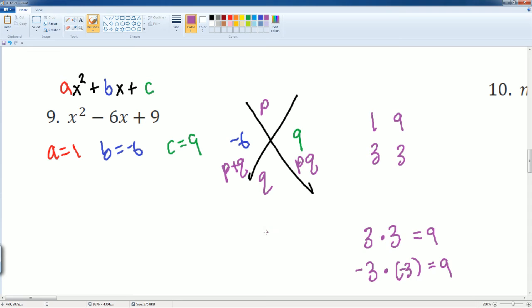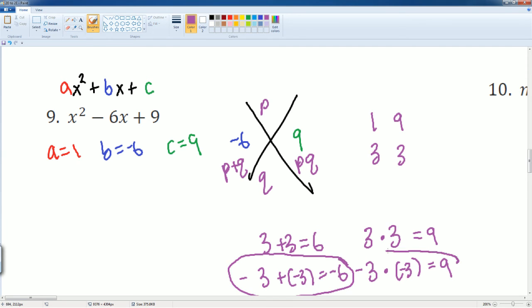So let's try it. 3 plus 3 gets you 6. Negative 3 plus negative 3 gets you negative 6. Okay. Oh, looks like it works here. If we use the combination of negative 3 and negative 3, looks like it works. So it's negative 3 and negative 3.